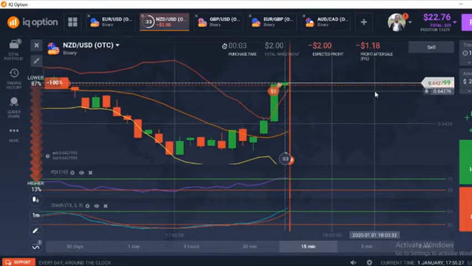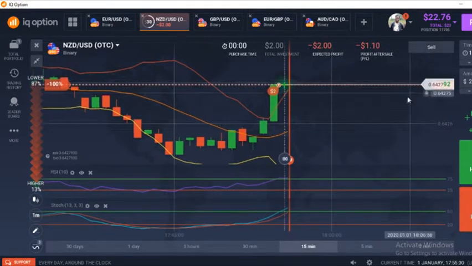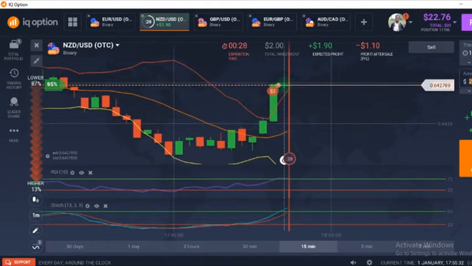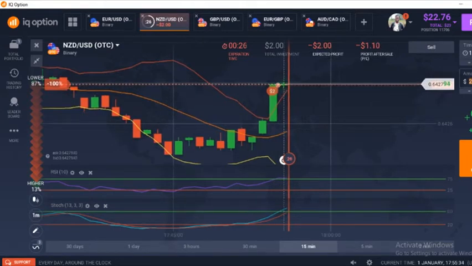It's coming down, but always remember to trade when the RSI is within the overbought and oversold line. It doesn't break out of the oversold line.